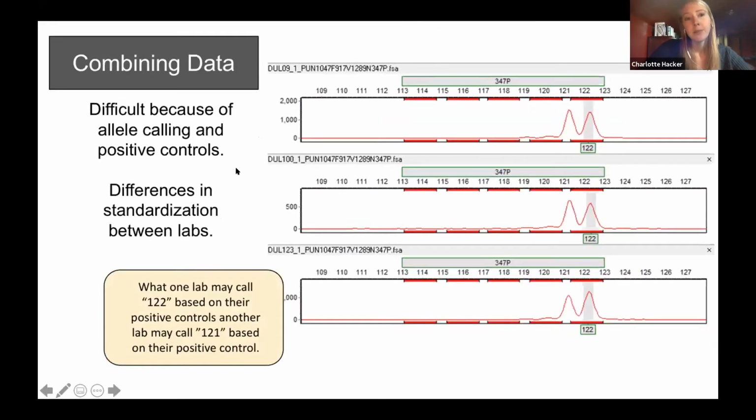I'm going to touch on combining data because I feel like this is a really important one, and something that's been kind of a beast to deal with in non-invasive genetics, specifically with microsatellites. A lot of that comes down to allele calling and differences in allele calling, not to mention differences in how labs operate and human error. But a lot of it, I think, is due to positive controls.